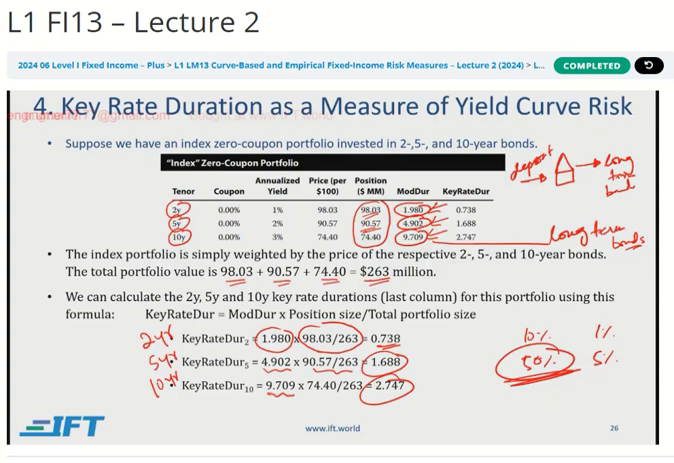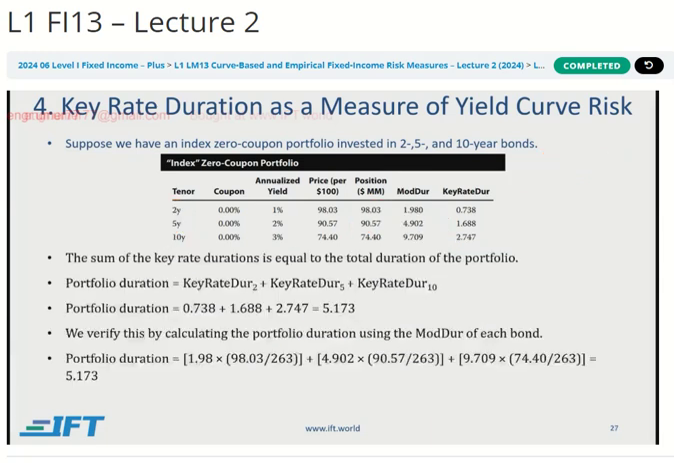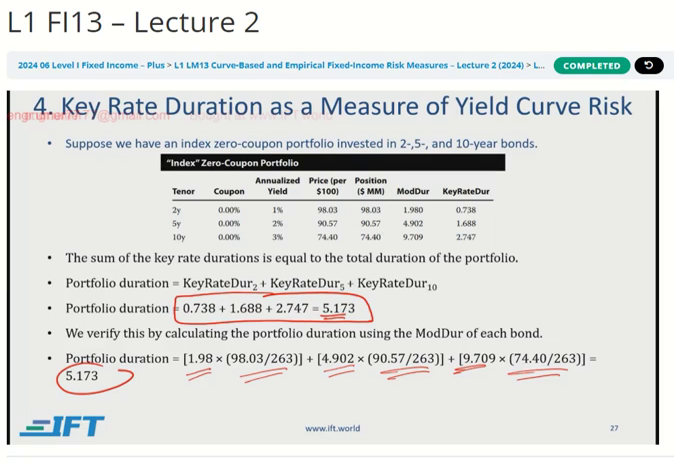And then it's very simple. What you could do is, let me show you. What you could do is you could take each of those key rate durations and add them up, and that should equal your normal modified duration for the portfolio. So you can take the mod D and weight it out, and this is how we have been calculating the modified duration for a portfolio.